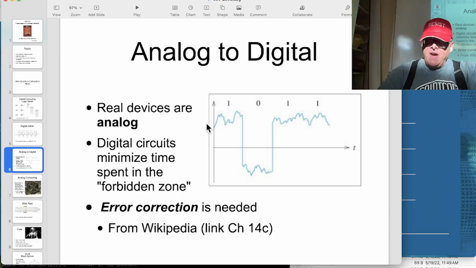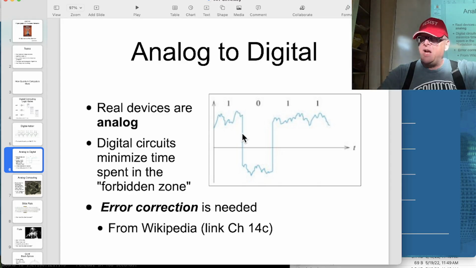All right, now real devices are analog. The actual voltage, if you measure it on a chip or in an audio waveform or anything, is going to vary like this. So what you do is you digitize it. You say anything above a certain threshold, you call a 1. Anything close enough to 0, you call a 0. And you try to minimize the time it spends in the forbidden zone in between.